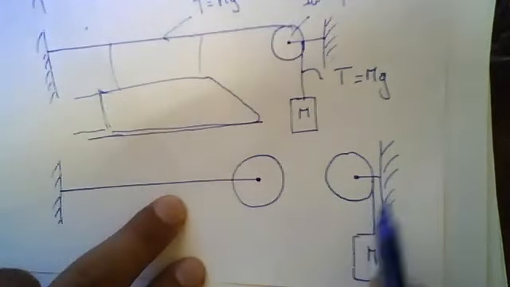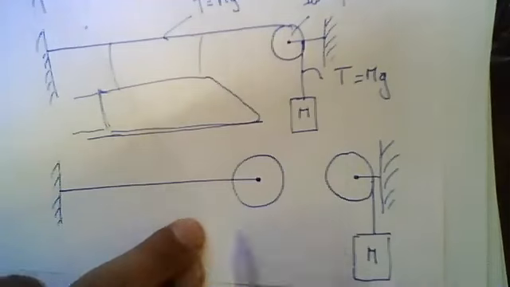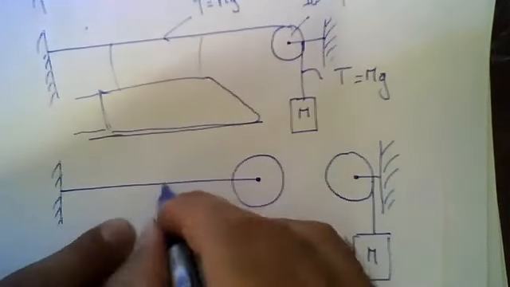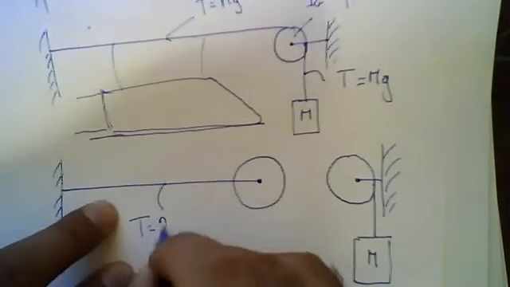Can someone help me? How can I continue this wiring? I want to basically make the tension here equal to 2 mg.